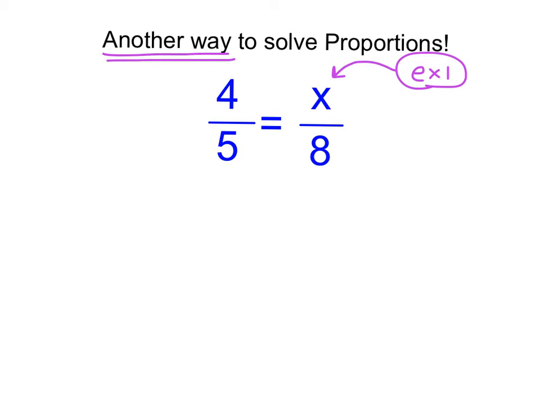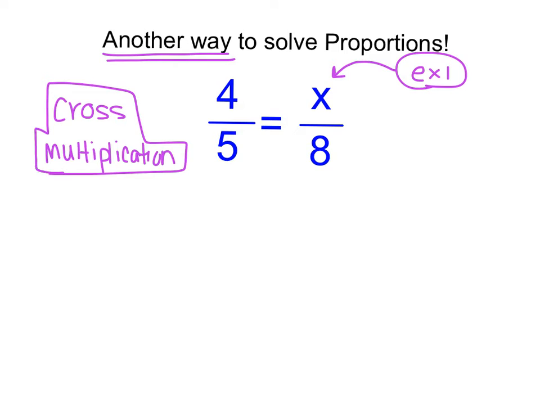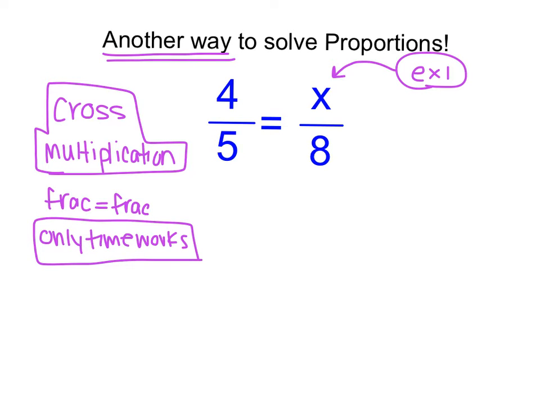So instead of multiplying both sides by 8 this time, we're going to use something called cross multiplication. And before I use this, I need to stress that this cross multiplication strategy only works when you have a fraction equals a fraction. That's it. The only time this works is when you have fraction equals fraction. But here, luckily, we can see we have a fraction equals a fraction. So we can use this strategy.